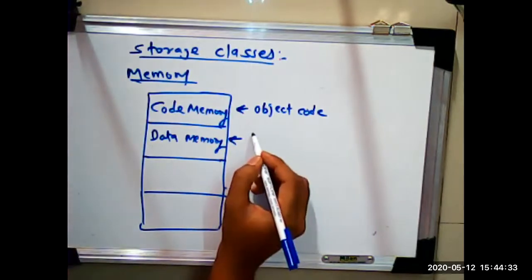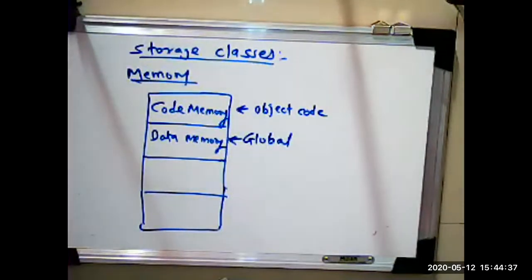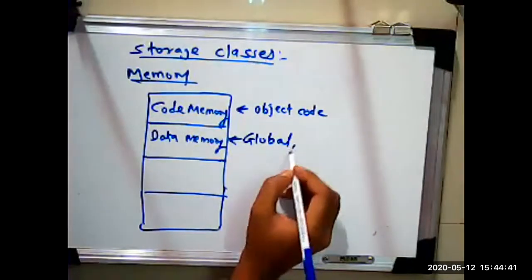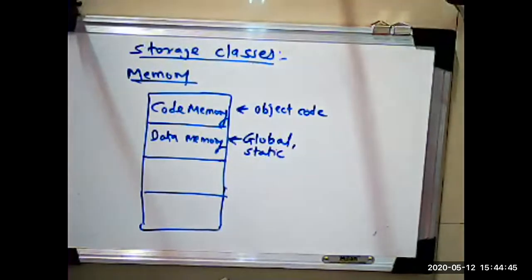So what is the data related to the program? It is nothing but your global variables. All the global variables are stored in your data memory. Again, all the static variables are stored in the data memory. What global and static are, we will discuss afterwards, but remember here that the global variables and the static variables are stored in the data memory. And why they are stored there, we will discuss again.